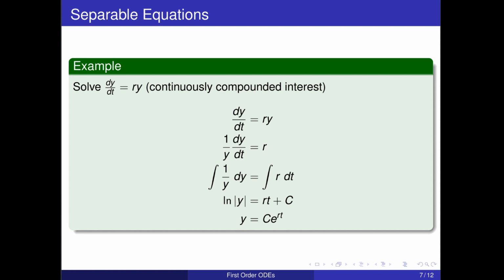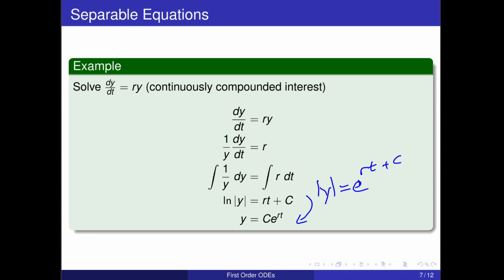On the left side, we integrate 1 over y dy, and we end up with the natural logarithm of the absolute value of y. On the right-hand side, we're just integrating a constant, so we end up with rt plus c. And now in this case, we can explicitly solve for y as a function of t by exponentiating both sides. All right, so I've sort of skipped a couple steps here, right? So really going from here to here, we'd have something like absolute value of y equals, exponentiating both sides, e to the rt plus c.